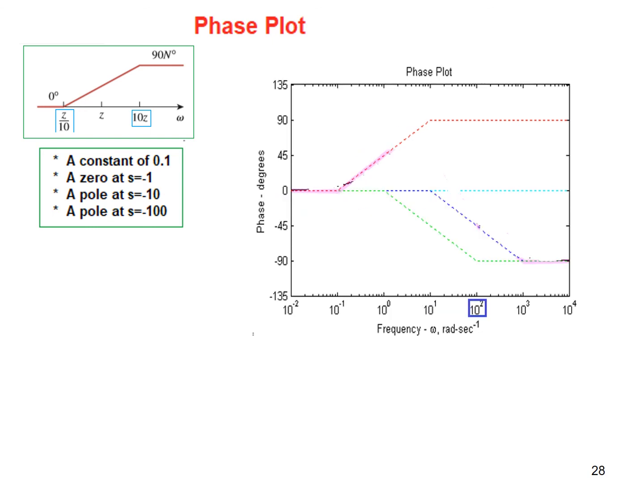And now coming on to the last one. So for this, again, corner frequency is 100, 10 raised to the power 2. So we start from 1/10 of that, and we go up to 10 times of that, and same slope from 0 to minus 90 degrees. And now we'll add the 3 to get the combined effect.